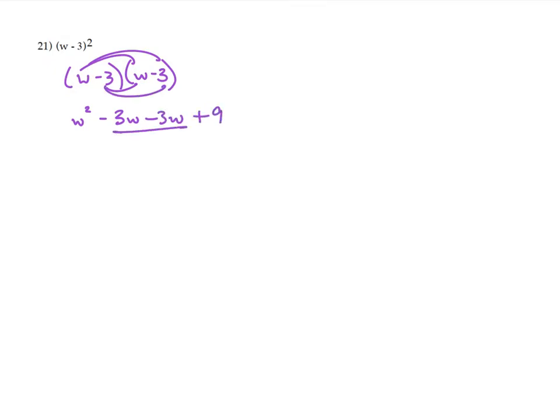Okay, and last question. W minus 3 squared means W minus 3 times W minus 3. And now I do the same thing. I have to FOIL the whole thing. So it'll be W squared minus 3W minus another 3W plus 9. Collecting the like terms leaves me with a minus 6W plus 9.